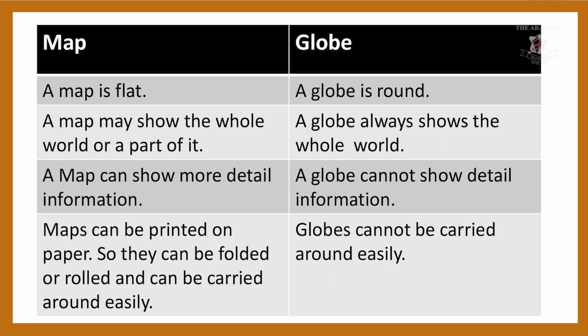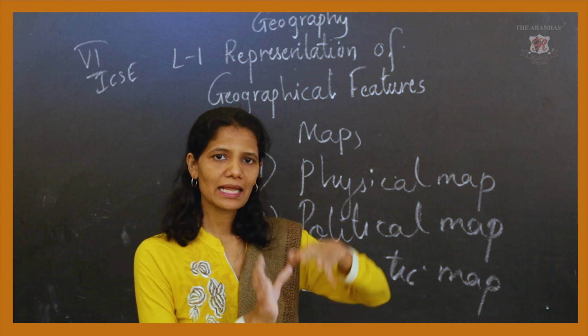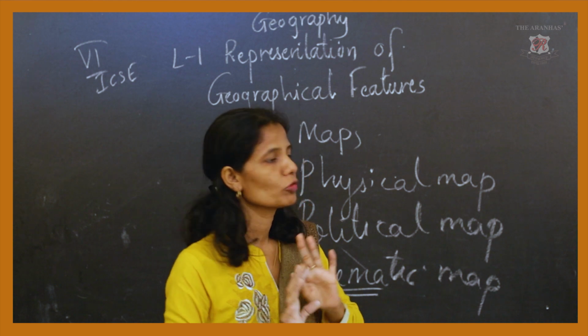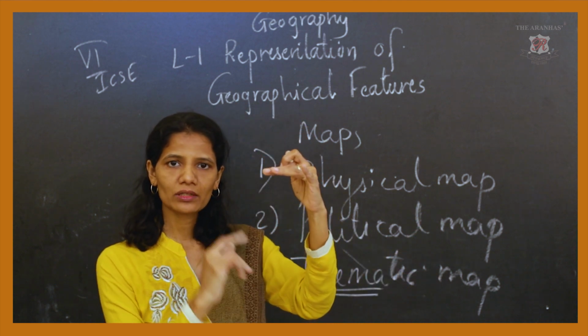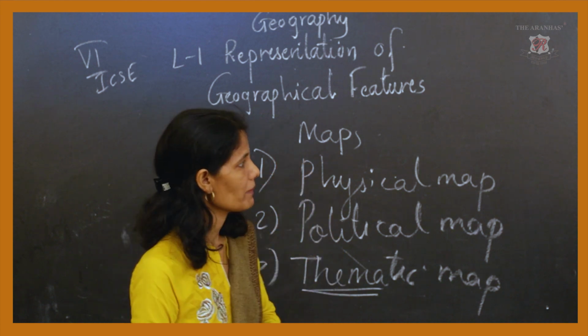But a map cannot show the whole world at one time. It can just show a part. A map can show more detailed information. So if you want more detailed information, you can select that particular map and get more detailed information about it. While the globe cannot show detailed information. The globe is a model of the earth. You can see everything together, and for detailed information you have to refer to the map.